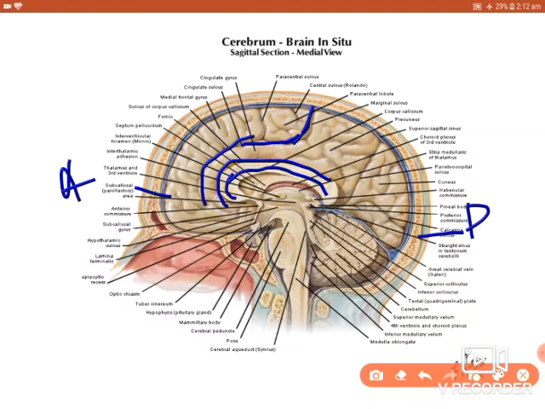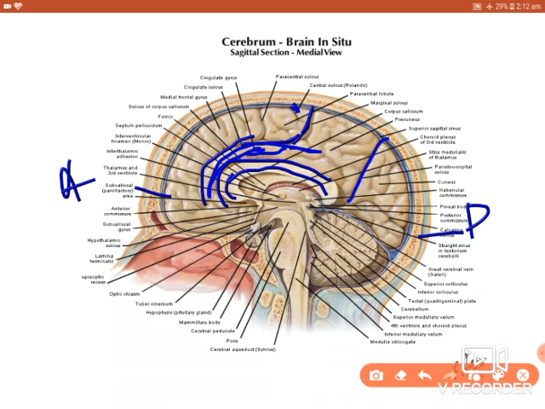Then you can see the central sulcus extends a little medially, the central sulcus that you have seen in the superolateral surface. So this is the part of the central sulcus. Then the area of gyrus superior to this cingulate sulcus forms the cingulate gyri. This is the cingulate gyri.